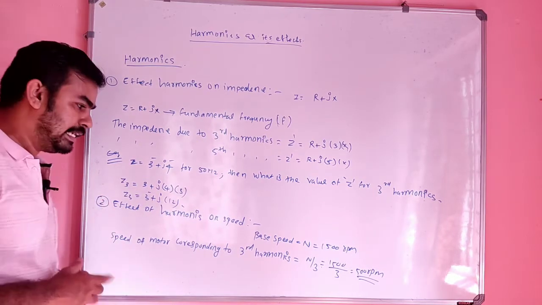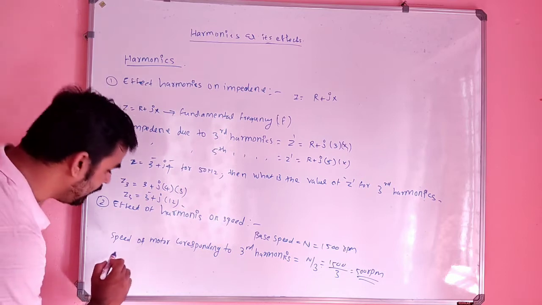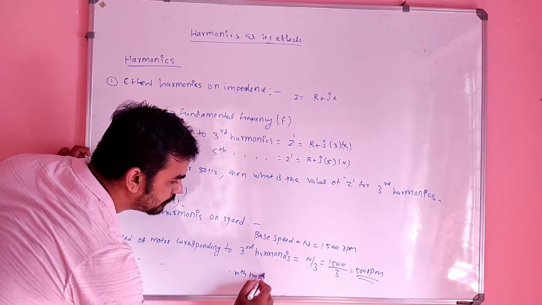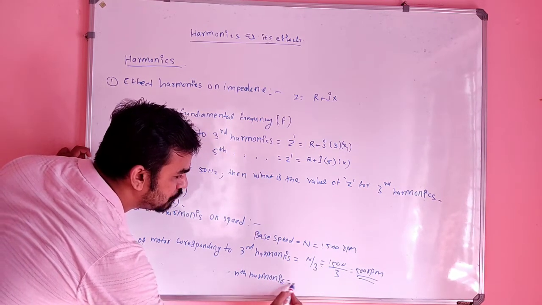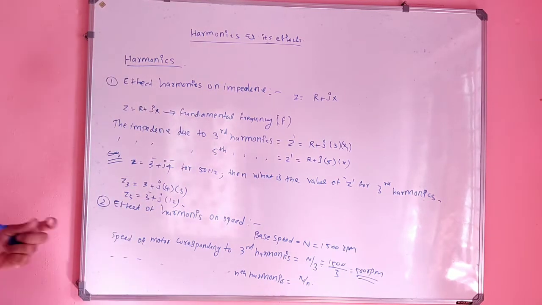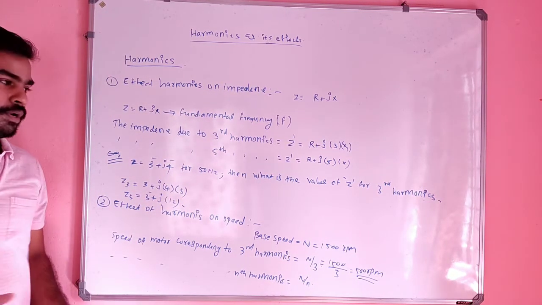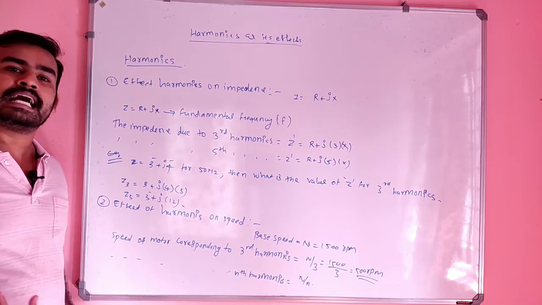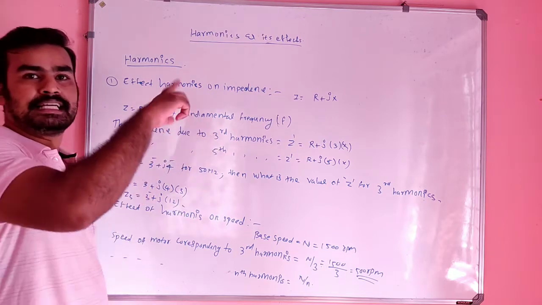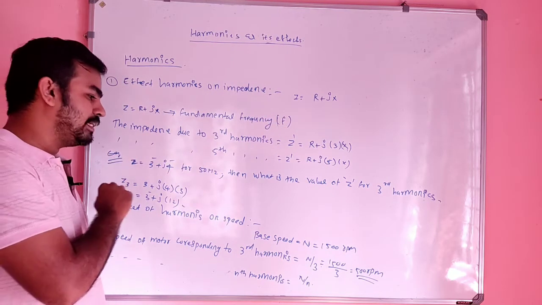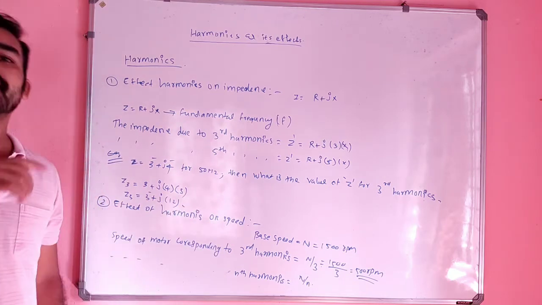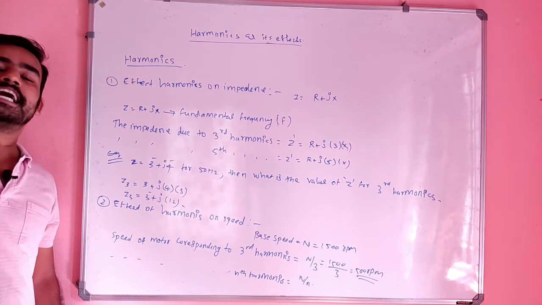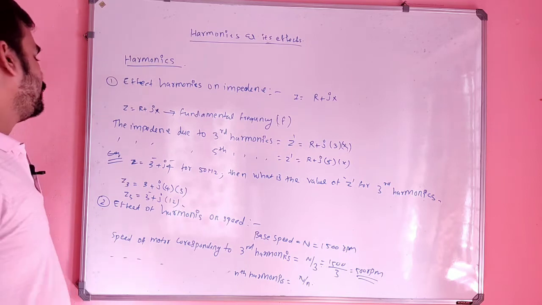So for the nth harmonic, the speed will be capital N by small n. The resultant speed is the base speed divided by the harmonic order. In the case of impedance, it affects the imaginary part. In the case of speed, it affects directly by division. Third harmonic means divide by 3, fifth harmonic means by 5, seventh harmonic means by 7, etc. Is it clear?